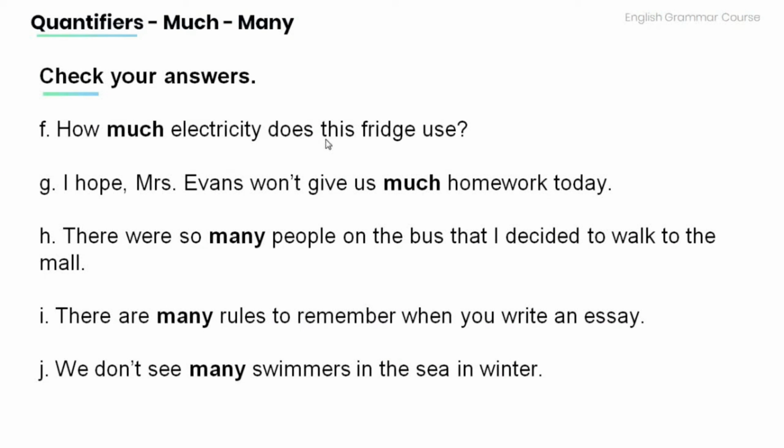How much electricity does this fridge use? I hope Mrs. Evans won't give us much homework today. There were so many people on the bus that I decided to walk to the mall. There are many rules to remember when you write an essay. We don't see many swimmers in the sea in winter.